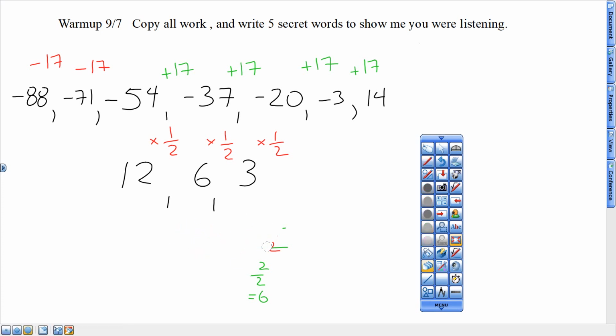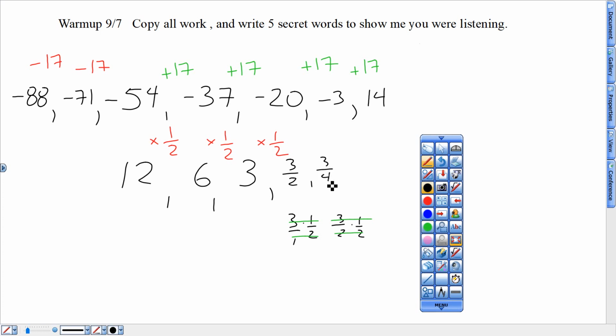So timesing by 1/2. So if I was to keep going, taking that 3 times 1/2, multiplying straight across, gives me 3 over 2. If I take that 3 over 2 times another 1/2, remember numbers on top stay the same, gives me 3 over 4. Next one would be 3 over 8. Notice that 3 is not changing, the bottom number is.